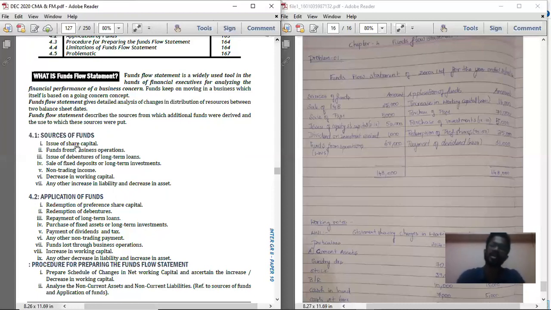And on the other side, when there is an increase in working capital, then you are putting cash in working capital. At that time cash is going out and getting locked in. That is, you are putting in your cash. So that is application of funds.